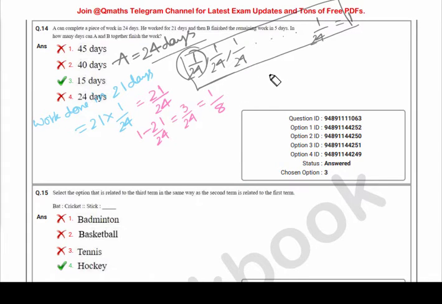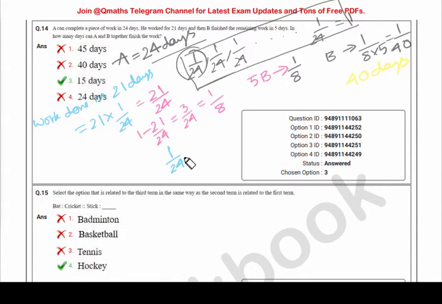So B worked for 5 days. So 5 days of B's work is 1 by 8, and 1 day of B's work is 1 by 8, 5 goes down, so 1 by 40. So from this we can say B's work per day is 1 by 40 and B can finish the work alone in 40 days. Alone, mind you. 40 days. So now A plus B per day, how much can they do?